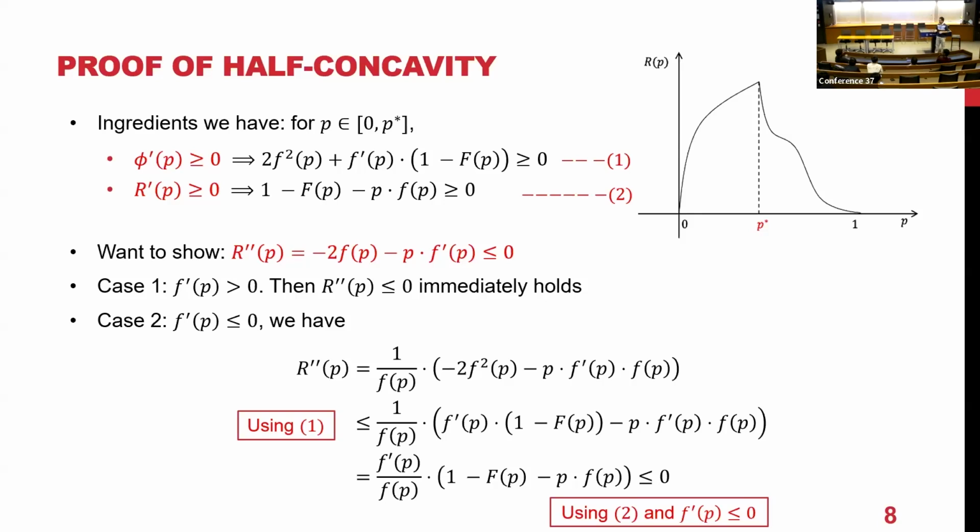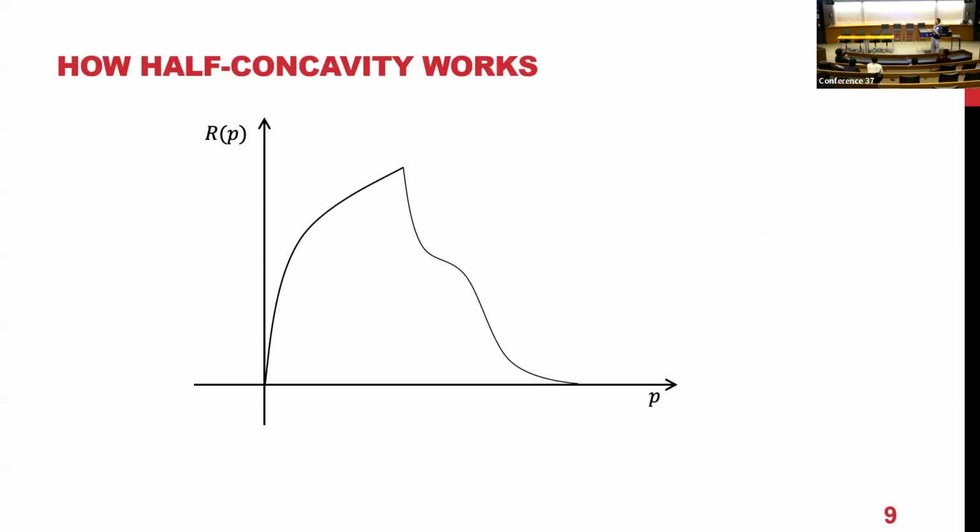Okay. So this gives the proof of the half concavity. So what we have is that we now have a very nice structure, which shows that the revenue curve of the regular distribution should look like this. And next, I will briefly talk about how we can use this half concavity to give the algorithm. I will not give you the details about the algorithm, but I will specifically tell you how we are using the half concavity inside the algorithm.